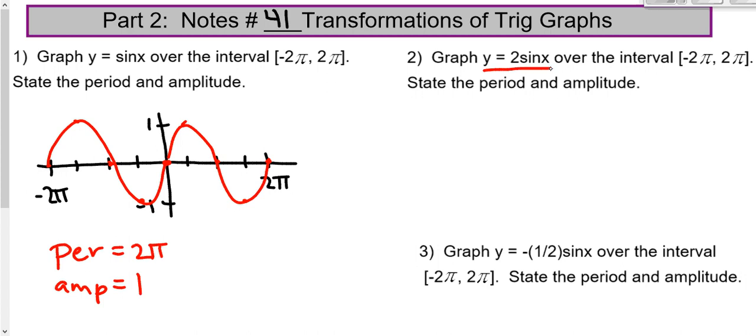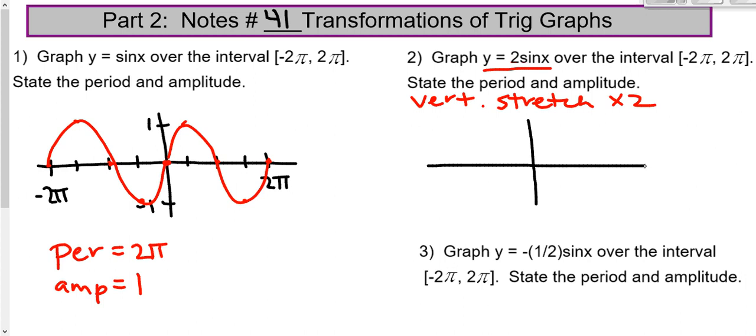Now, what we're going to do for problem number 2 is graph y equals 2 times the sine of x. So I want you to stop and think about what does it do to a function if you multiply it by 2. No matter what kind of function it is, if you multiply it by 2, you're going to stretch it vertically twice as tall. So we have a vertical stretch times 2.